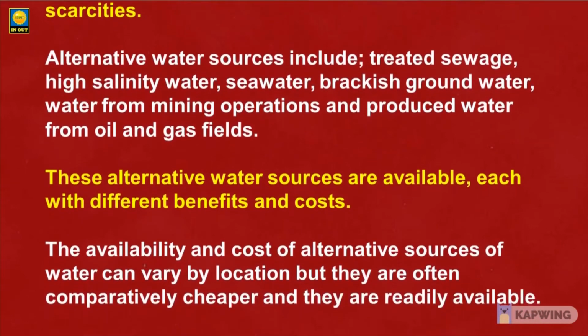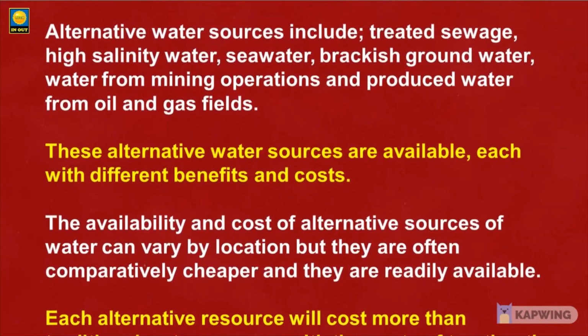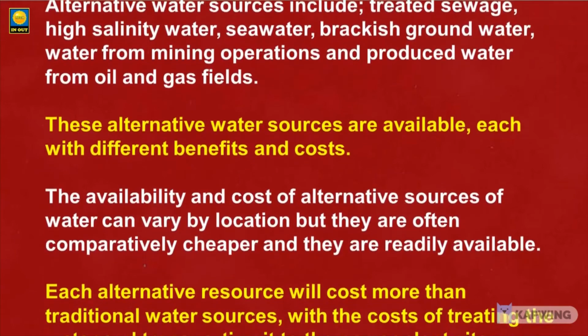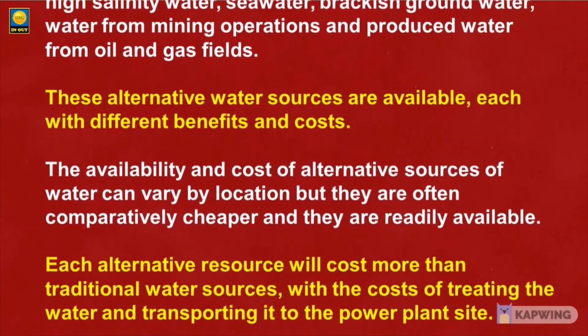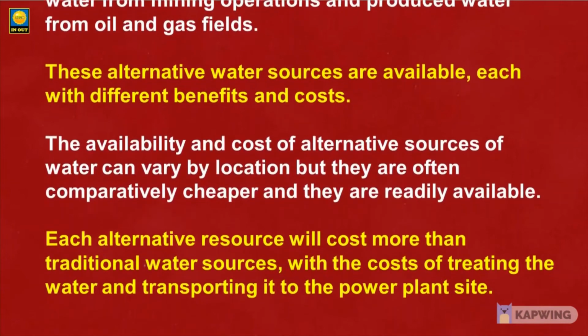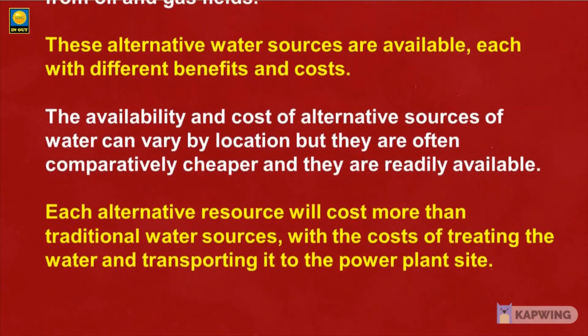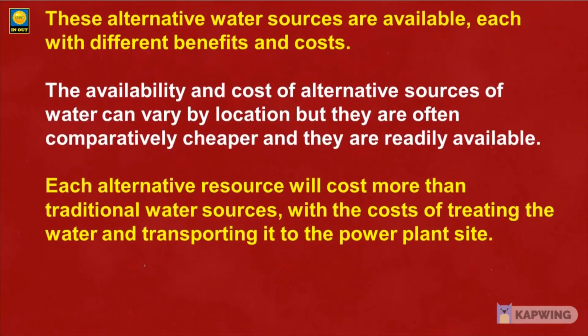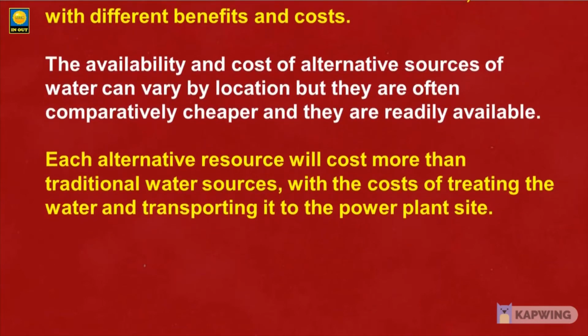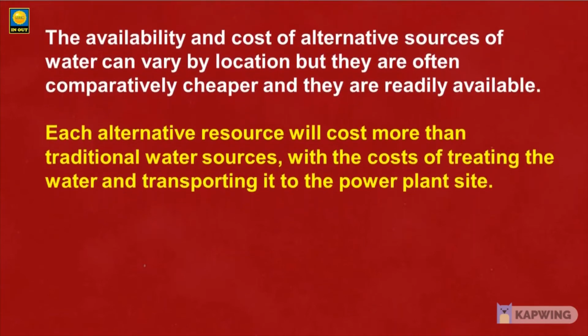The availability and cost of alternative sources of water can vary by location, but they are often comparatively cheaper, and they are readily available. Each alternative resource will cost more than traditional water sources, with the costs of treating the water and transporting it to the power plant site.